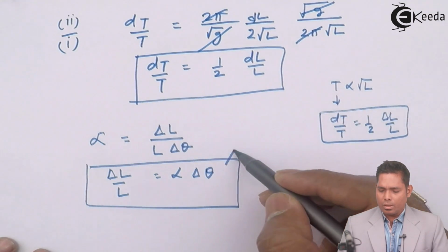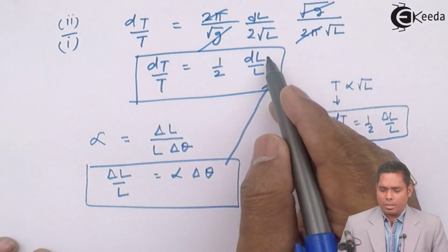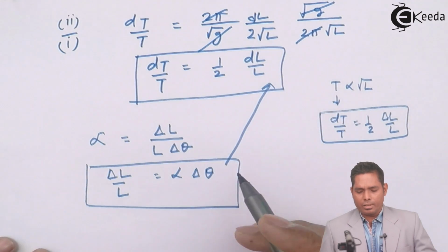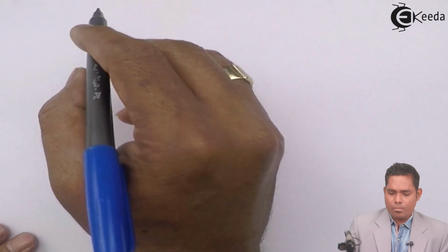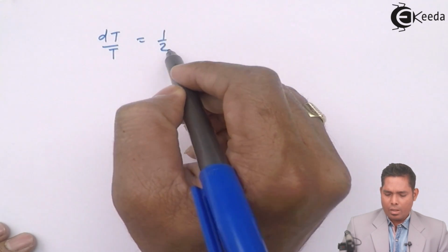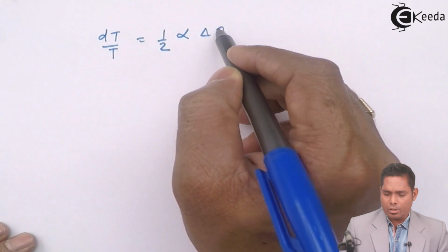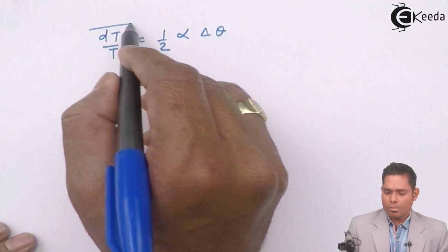This I will substitute here, delta L over L, and here I will substitute alpha delta theta. So the equation becomes dt over t equals half alpha delta theta. This is the equation that I am going to use to solve this problem.